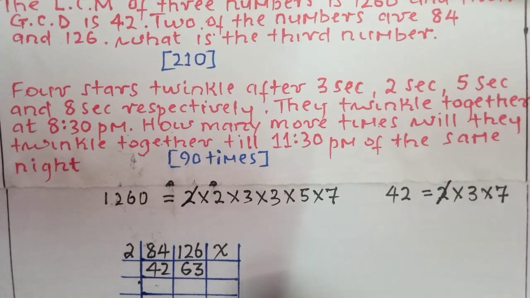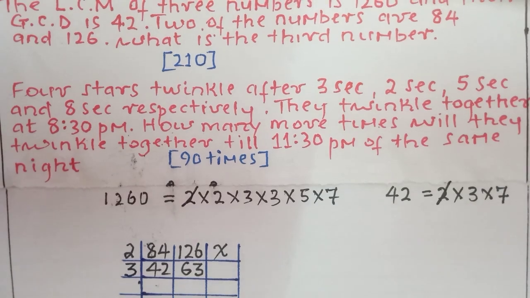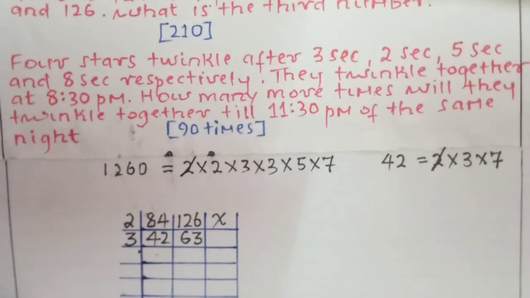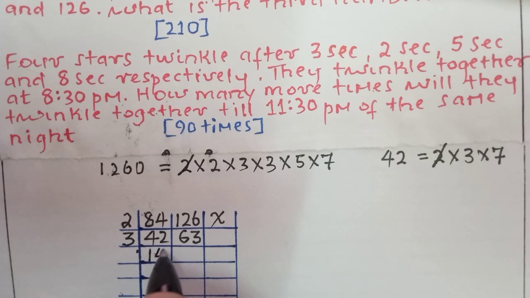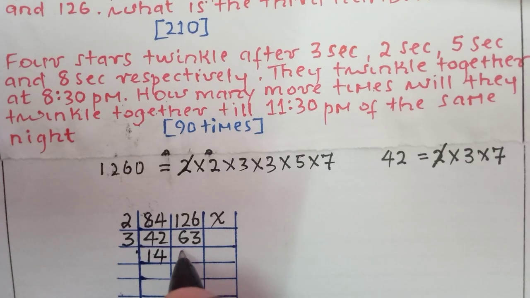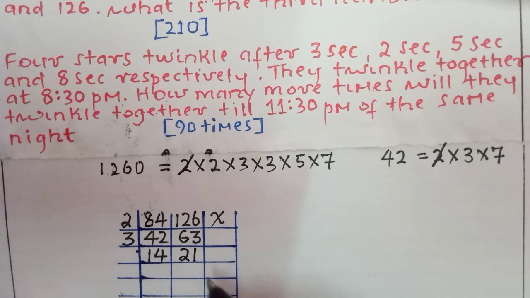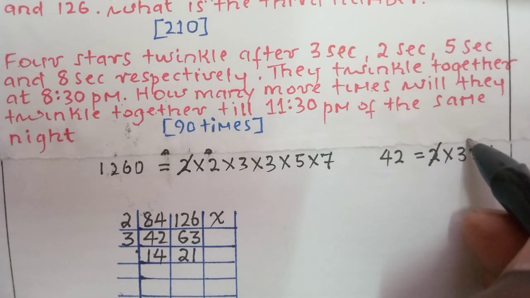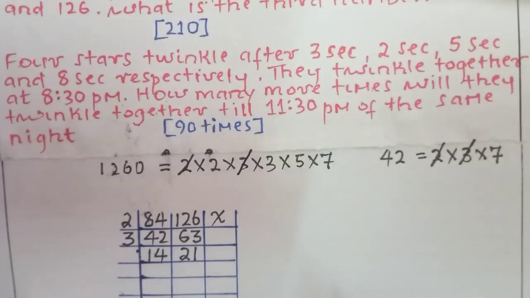We can now divide again by 3. If we divide by 3, guys, we shall have here 14, and here we shall have 21. And then here there is a gap. So we cancel 3 again there, and we cancel also another 3 here.